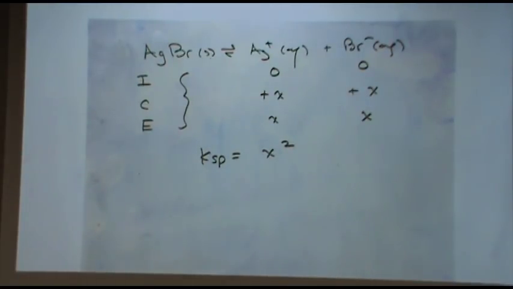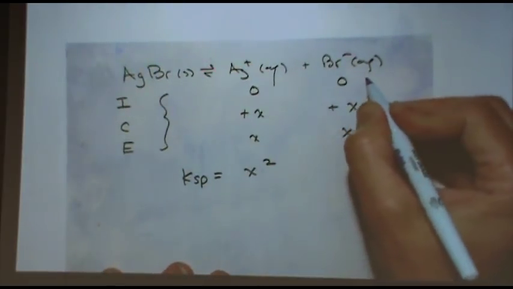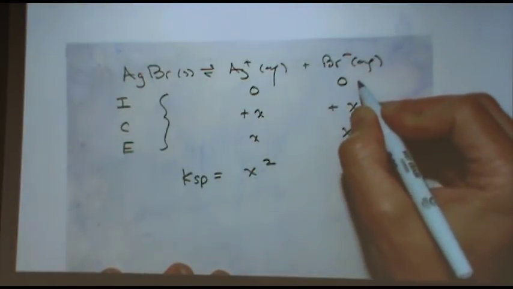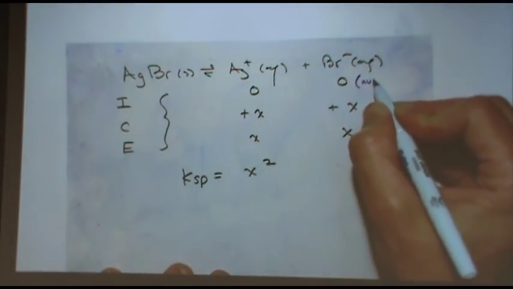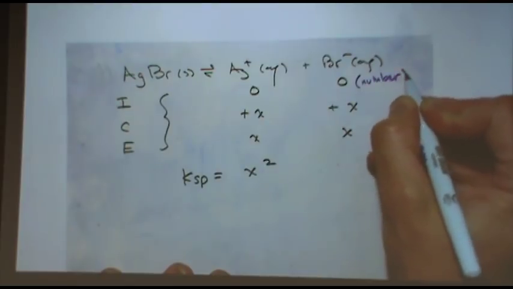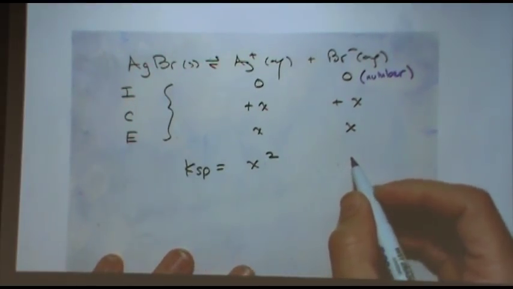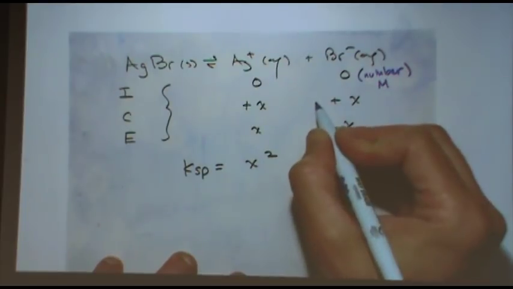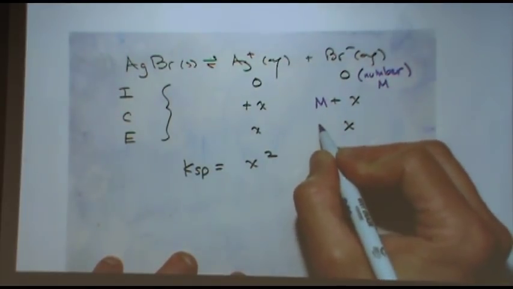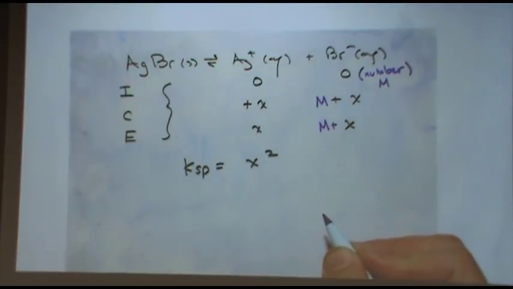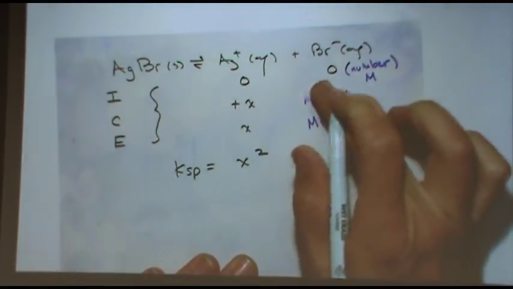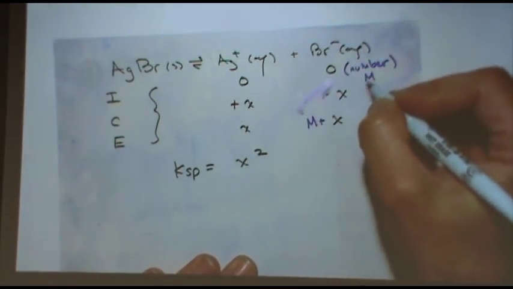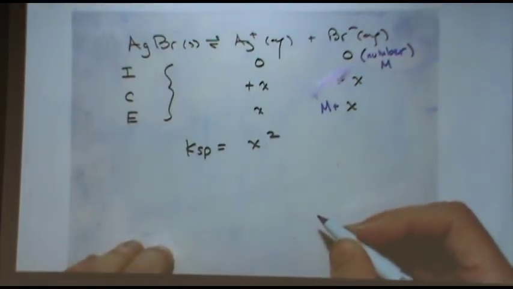Now let's do a different color, purple. If it was a common ion problem, you would have a number right here, some number which would be the molarity of the common ion that's added. So let's call that capital M. So you'd have a capital M here, or a capital M there. Oh, not here. In the E line, M plus X is M plus X.